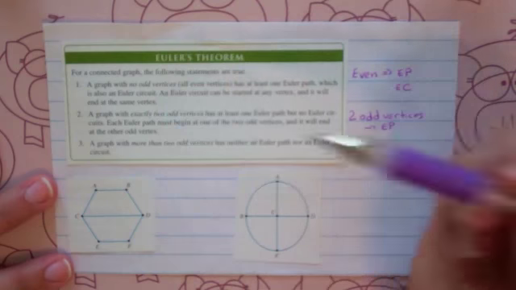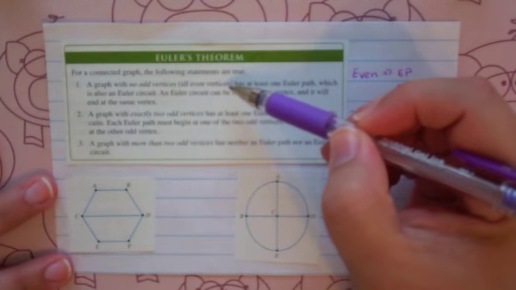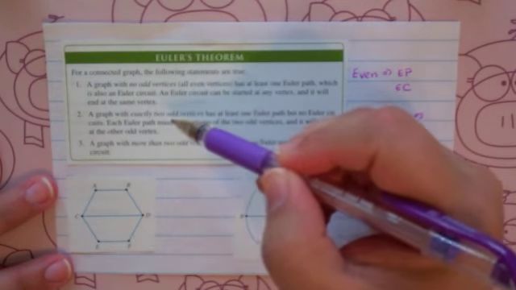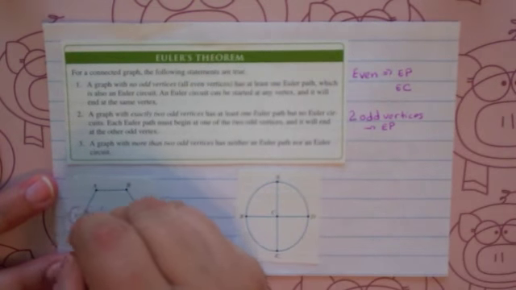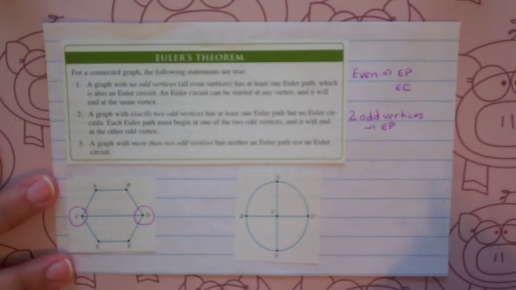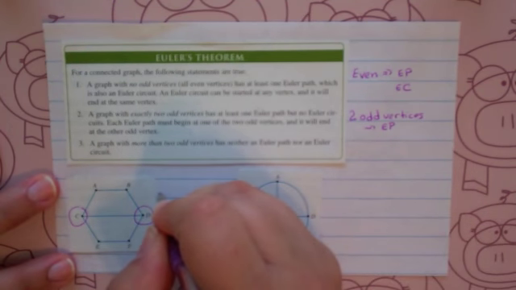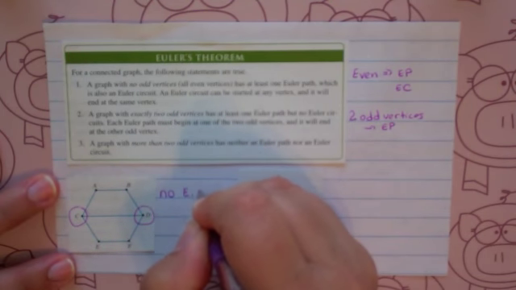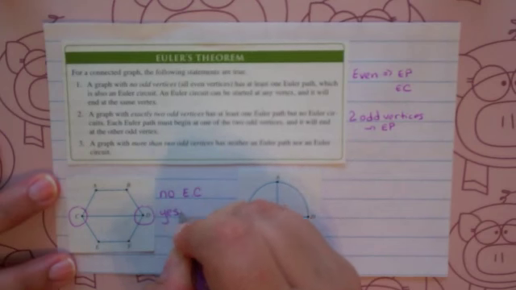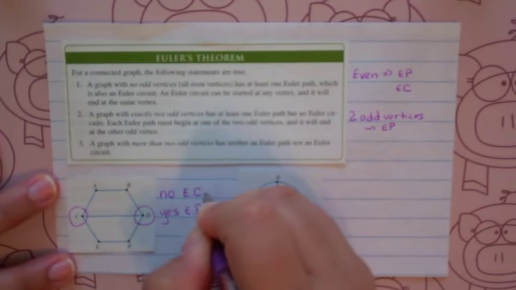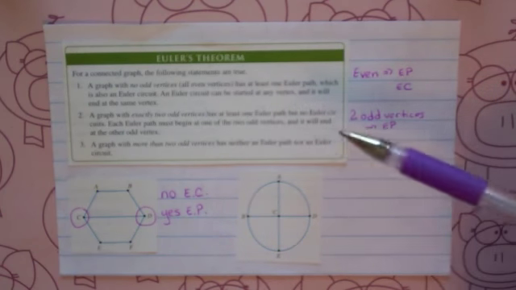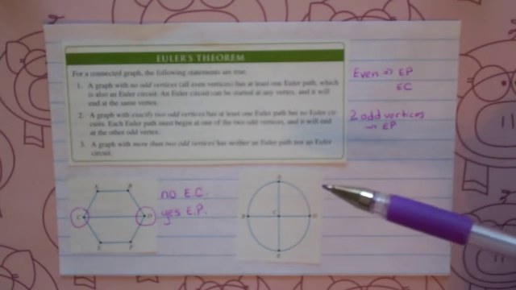Case 1, 2, or 3? Case 1 was all even. That isn't true. Case 2 is exactly 2 odd vertices. We have exactly 2 odd vertices. So no Euler circuit, but yes on the Euler path. Because when you have 2 odd vertices, you're going to have an Euler path, but no Euler circuit.